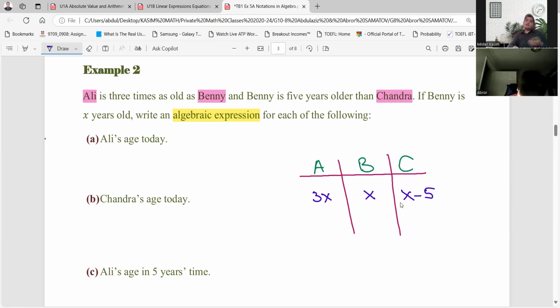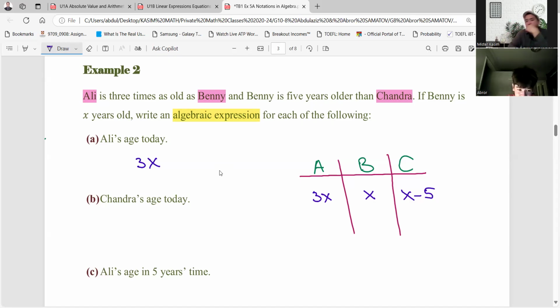All right. And now let's answer the question. Read question A. Ali's age today. How old is Ali today? 3X. Can you see this 3X? Because we don't know X. If X is 2, then Ali is 6 years old today. If X is 5, Ali is 15 years old today. If X is 10, Ali is 30 years old today. That is actually where algebra comes into play. Can you see that? We don't know, but if I just label something, now if I know the connections, I can write everything in terms of this X.